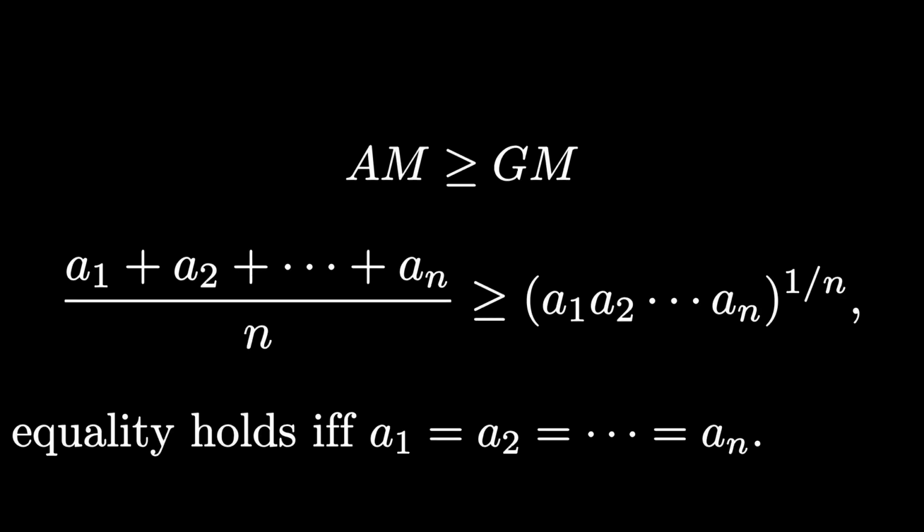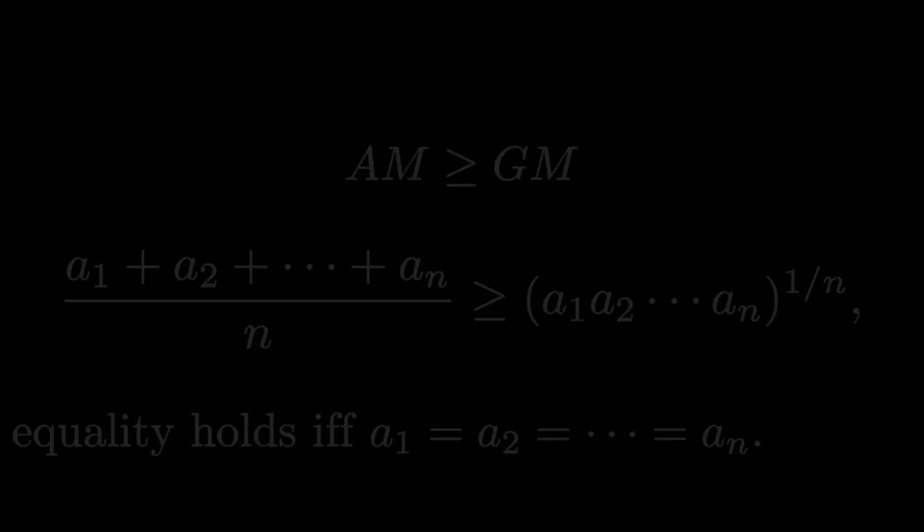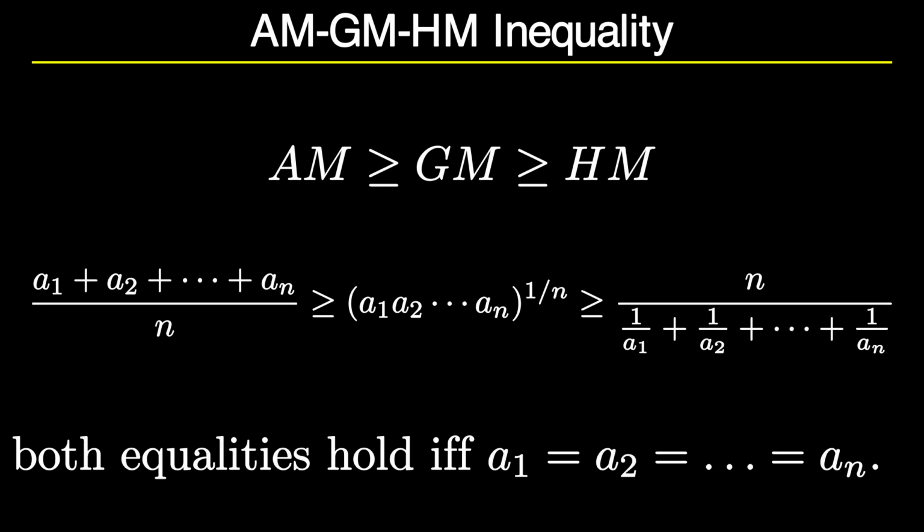AM-GM inequality gives us that the arithmetic mean of some non-negative numbers is greater than or equal to their geometric mean. We can extend this to AM-GM-HM inequality. That means for positive numbers we have AM is greater than or equal to GM is greater than or equal to HM. And both the equalities hold if and only if all the numbers are equal. In other words, for positive numbers a1, a2 up to an, we have this inequality.